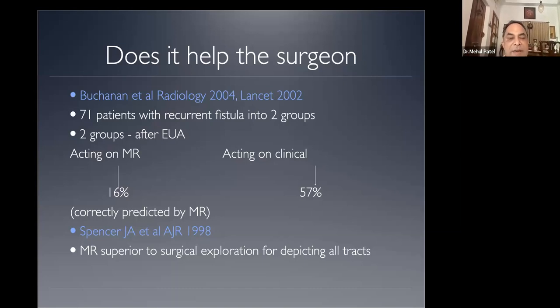If you look at 71 patients with recurrent fistula in ano, and they were divided into two groups. One group was treated after an MR and then an EUA. So an MR guided EUA, and the other one was acted just on the clinical examination itself. And you look at the recurrence rates, 16% versus 57%. So MR was superior to surgical exploration for depicting all the tracts. So this is really, really important, that why do we want to do this MR?